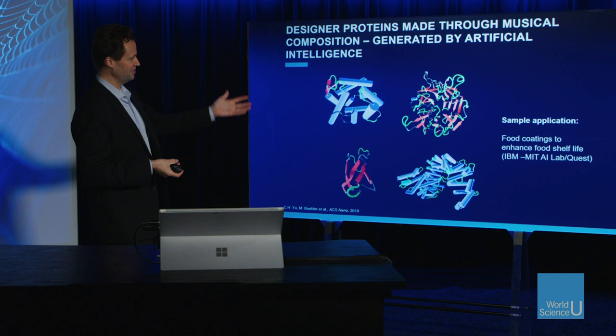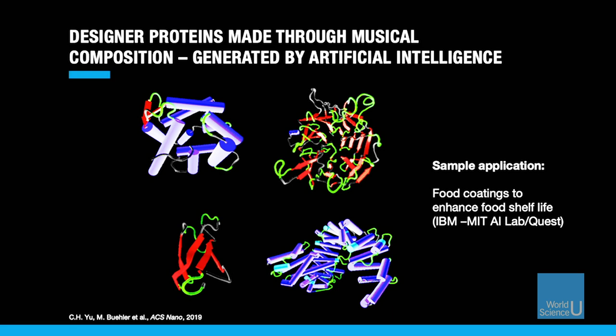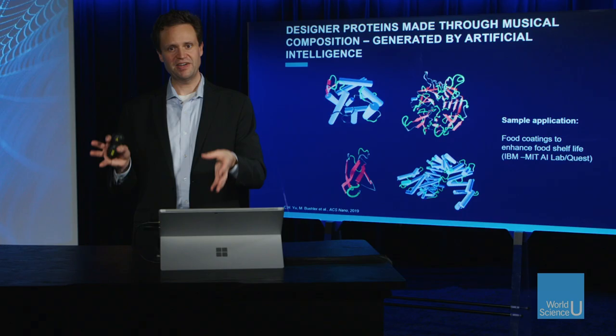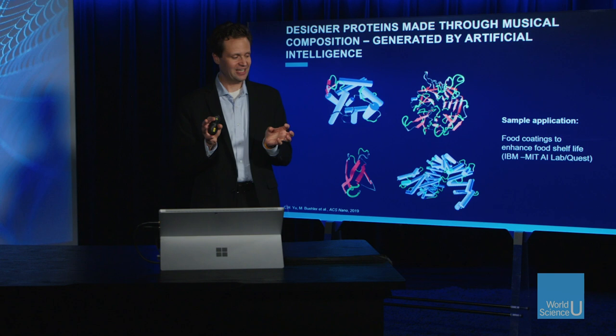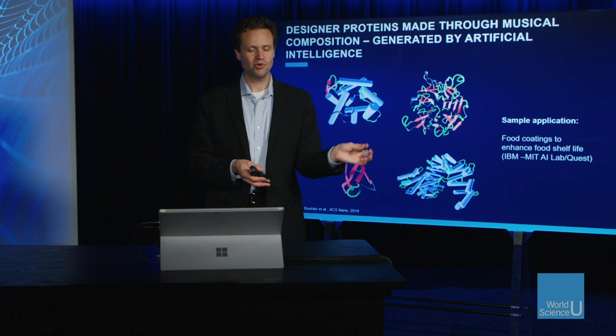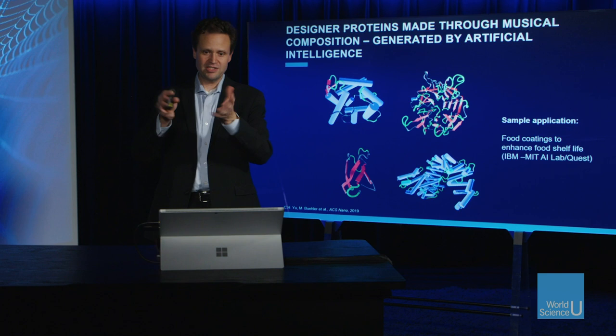So this is a snapshot of, for example, four different proteins we've designed completely from scratch using music. And one of the applications we're using this for is to design coatings of proteins around food. If you think about food, food is a very perishable structure. And together with my colleague Benedetta Morelli, who is an expert in food security and shelf life enhancement of food, we're interested in designing new kinds of proteins that nature has not yet invented that allow us to increase the shelf life of food by putting proteins around, for example, strawberries. So there's an application for this.